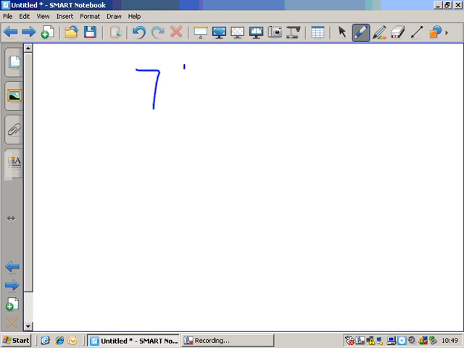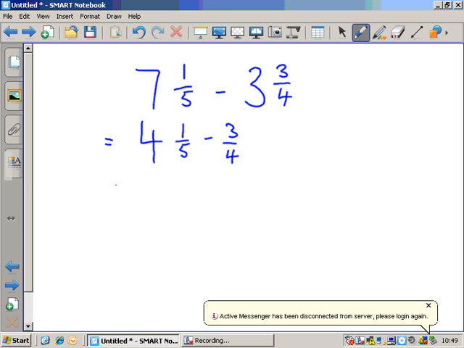7 and 1/5. Fifths again. Take away 3 and 3/4. Here it is. So we take away our integers first. What's 7 minus 3? It's 4. So we have 4 and 1/5 minus 3/4. We find a common denominator for our two fractions. Well, if we count through our 5 and our 4 times table, we get to 20 when we find our first number that's a multiple of both. So we'll use 20 here.